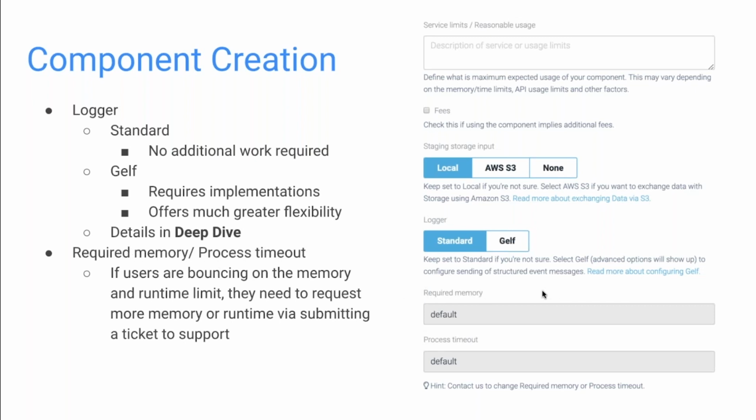Required memory and process timeout. So when a user creates a new component, there's always a default value configured in here. So if the user is bumping against the memory or a runtime limit, they are required to request a support ticket with reasons, of course. So if it's not a valid reason, then unfortunately the support will not grant you the required memory that you want.